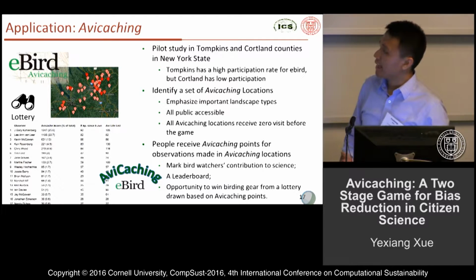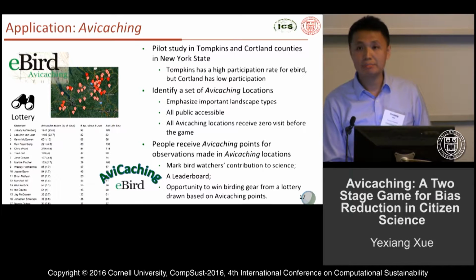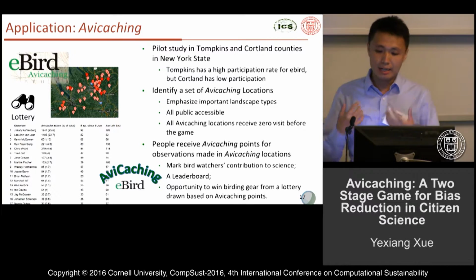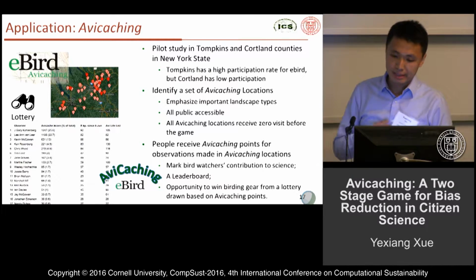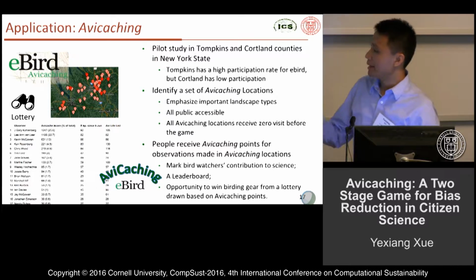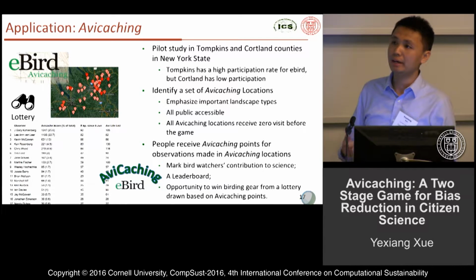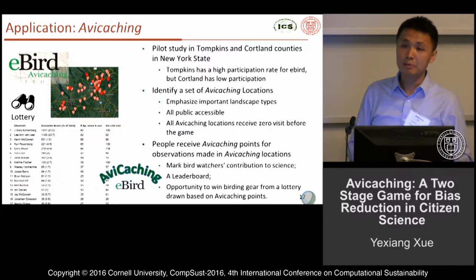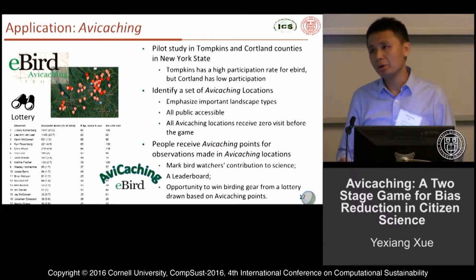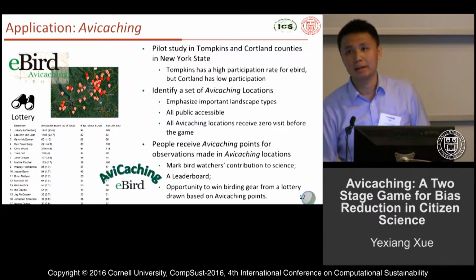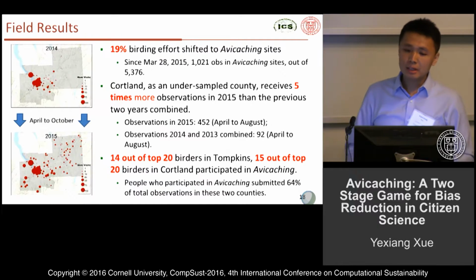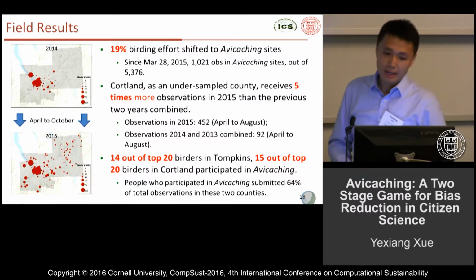We give people Avicaching points for their observations made in Avicaching locations. These points represent their contribution to science. We maintain a leaderboard, and birders have opportunities to win birding gear based on a lottery, based on how many Avicaching points they earn. Now the response was phenomenal.